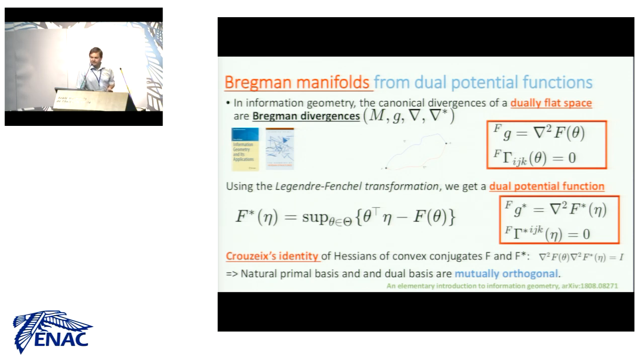So the Bregman divergence is also the canonical divergence of dually flat structures. We have several structural properties, for example this identity relationship: if you take the matrix product of the Hessians of the primal and dual potential functions, you find the identity. You can interpret that geometrically as saying that the natural primal basis and the dual basis are mutually orthogonal.